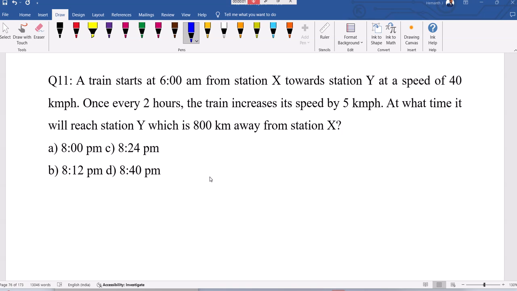Focus on this question here. A train starts at 6 a.m. from station X towards station Y at a speed of 40 kilometers per hour, right? Once every 2 hours, the train increases its speed by 5 kilometers per hour.